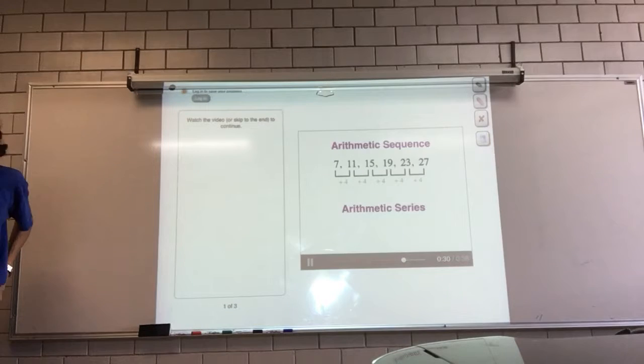An arithmetic series is the sum of an arithmetic sequence. Which of the following choices is another example of an arithmetic series?